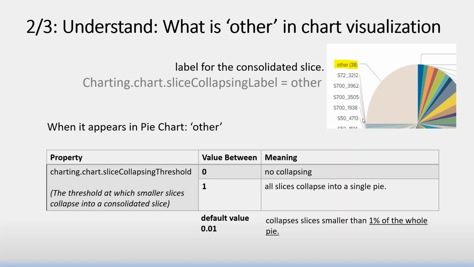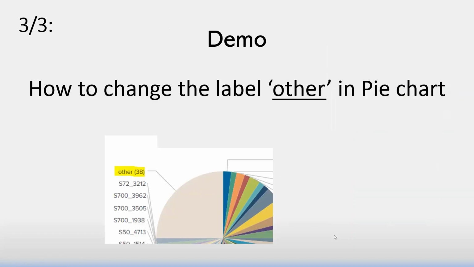This means it collapses slices smaller than 1% of the whole pie. So from the picture we can see that the default value of this property is 0.01. That's why we are seeing the collapsed slices which are smaller than 1% of the whole pie. We'll see in the demo how to change the label "other" in a pie chart to something else, or whether we can turn it off. So let's go to the demo directly.